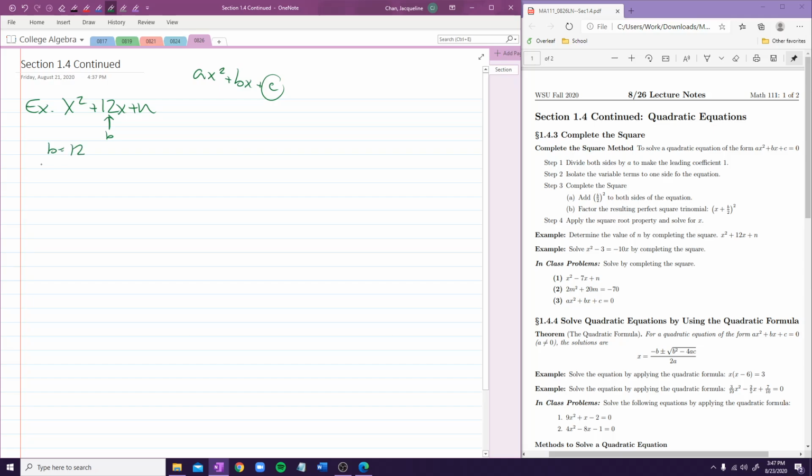And what we're going to do is b divided by 2. So we want 12 divided by 2, and then we're going to square it. So b over 2 quantity squared. This is going to be 12 over 2 quantity squared. When I solve for that, this becomes 6 squared, and this is 36. So we found that n is equal to 36. So over here we have x squared plus 12x plus 36.